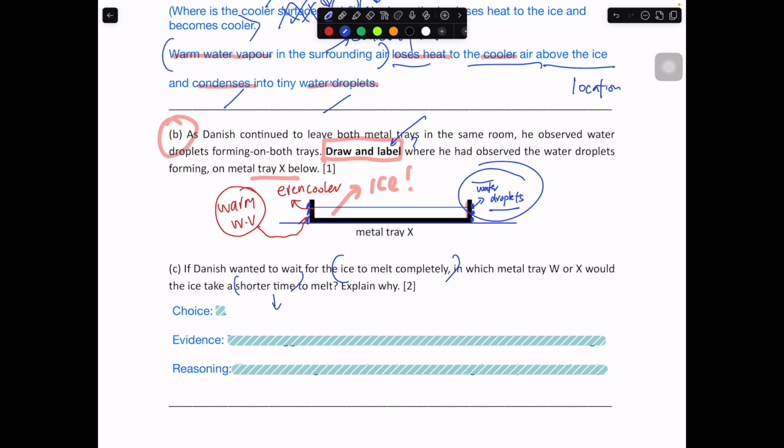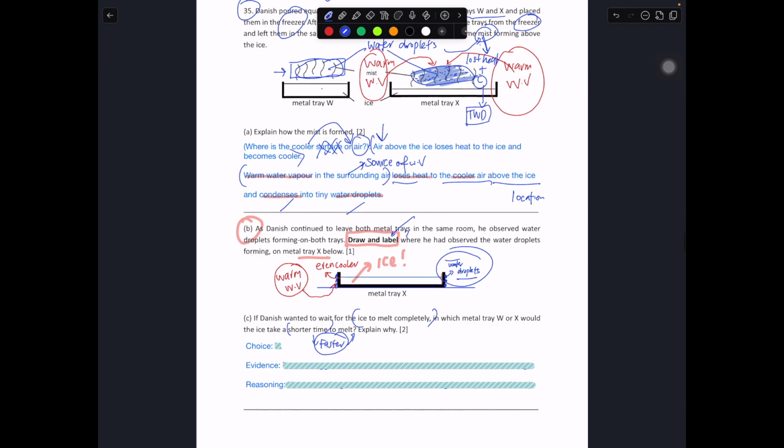Shorter time to melt means melt faster. For them to melt faster, they have to gain heat faster from the air. In this case, it should be the air. So you take a look at this. This is the available space for the ice to melt, assuming that it's in contact with the surrounding air. Then this is the available space.